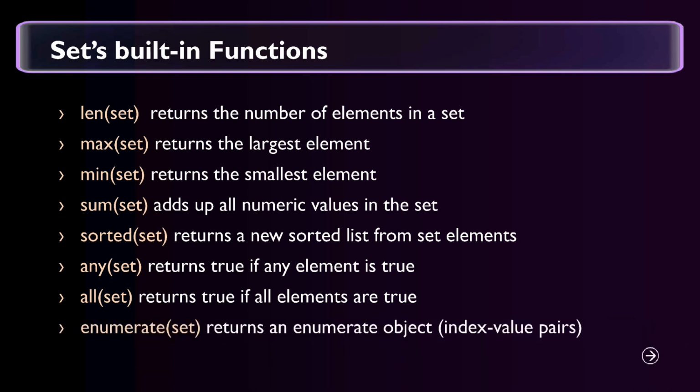The enumerate function provides both index and value when looping through a set. Though sets are unordered, Python assigns temporary indices during enumeration.